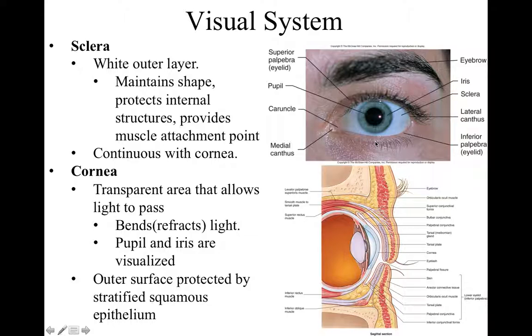The outermost surface of the cornea is actually protected by a stratified squamous epithelium, again, because it has the possibility of actually being damaged by outer surfaces or outer particles, smoke, dust, etc. And so that protection of the stratified squamous epithelium is present on the sclera as well as the cornea.